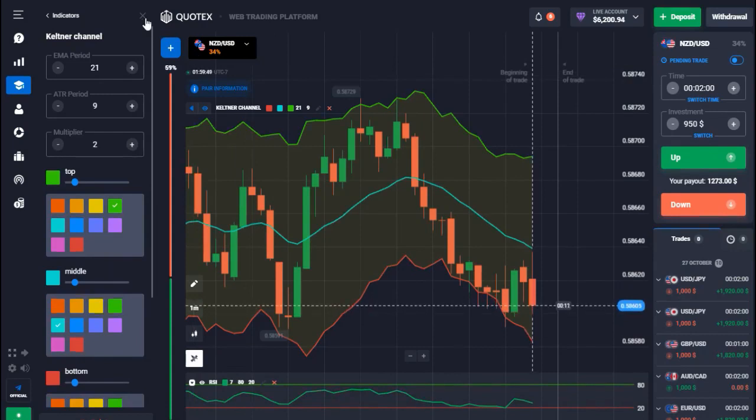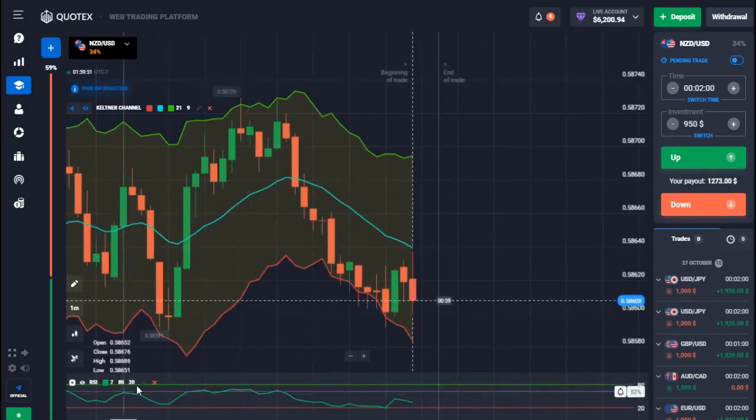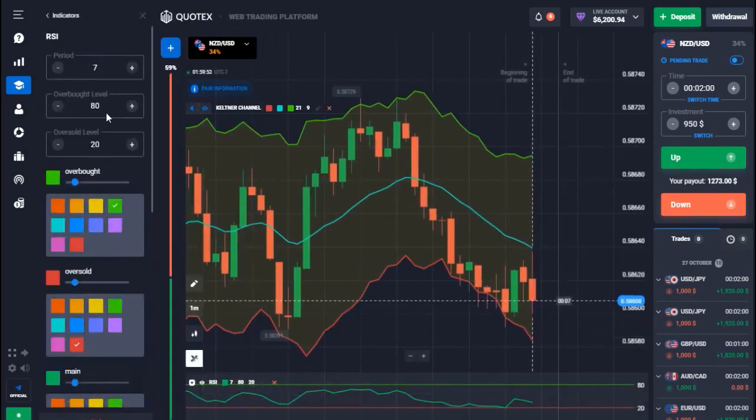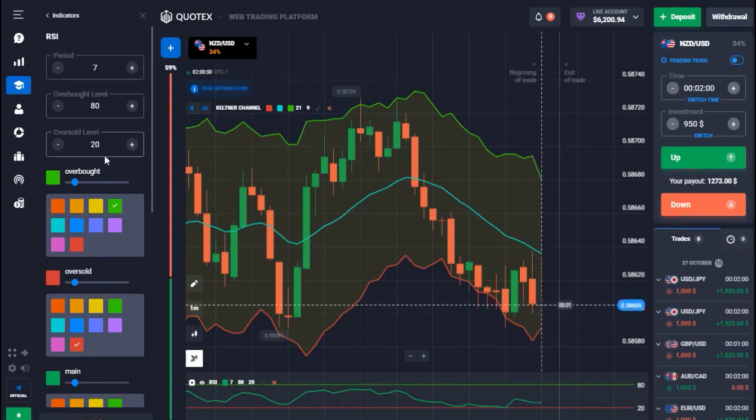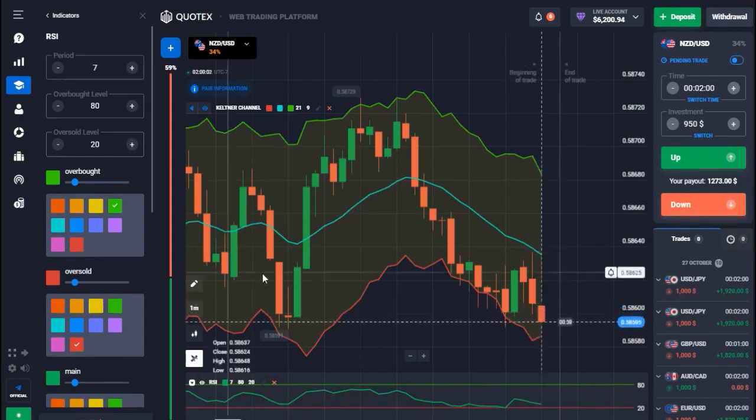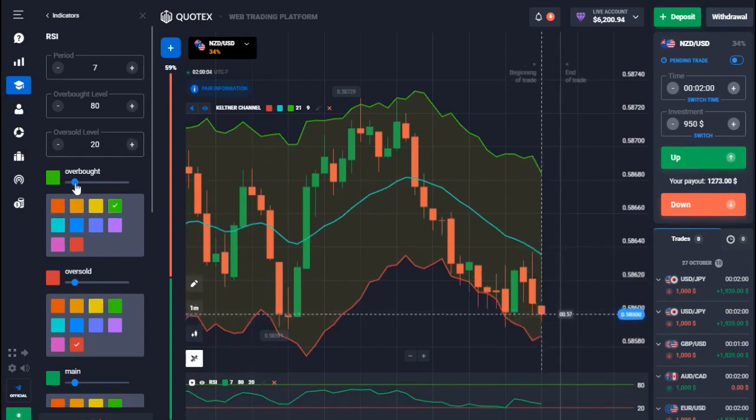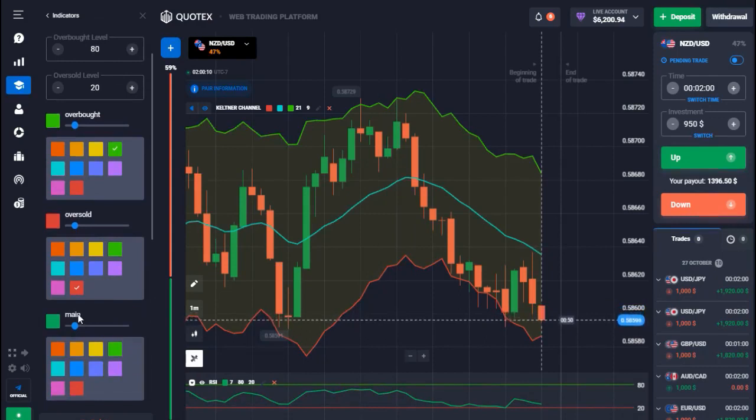When you're done, you close it right here. On our RSI, the period is 7. The overbought level is 80, while the oversold level is 20. I also take all the lines with these colors. The upper overbought color is green, the oversold color is red, and the main color of the middle line is green. That's just what I did on this part.